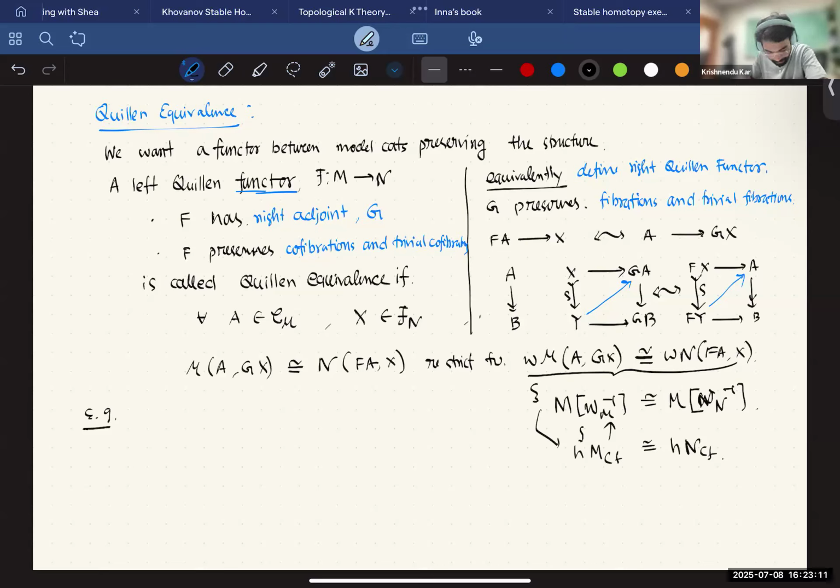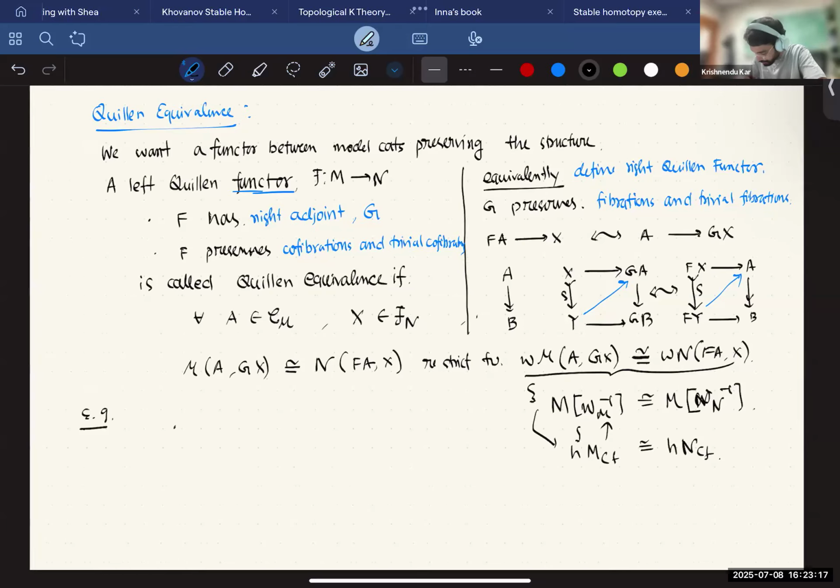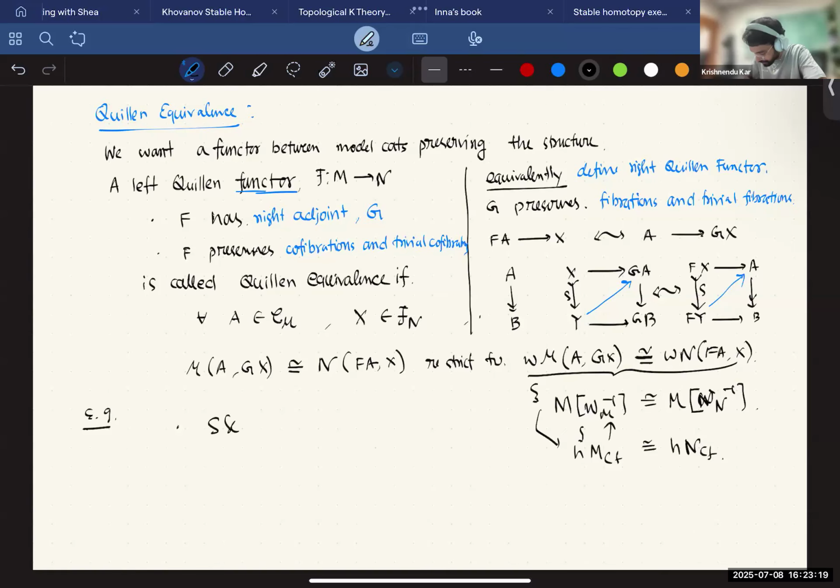We'll see examples. Okay, but I want to make a remark first. Okay, let's see the example, then I will make the remark and we'll end this. So your simplicial set to topological spaces, this geometric realization is a left Quillen functor, and it induces your Quillen equivalence. This is your Quillen equivalence.